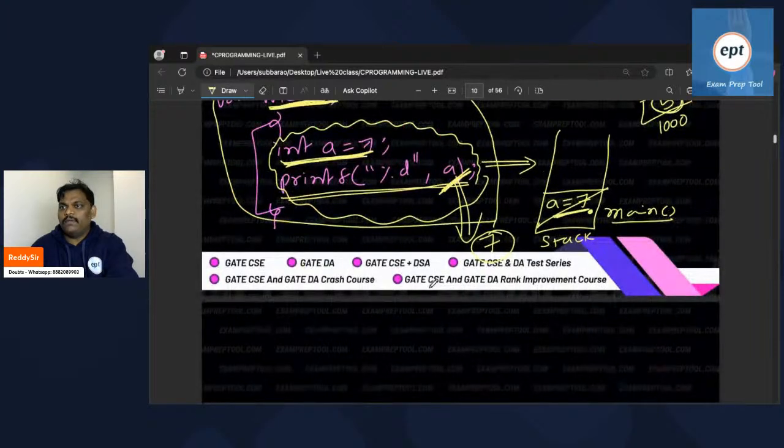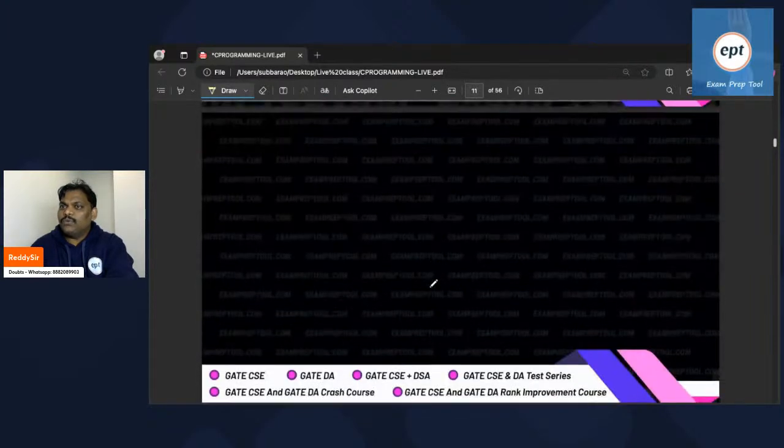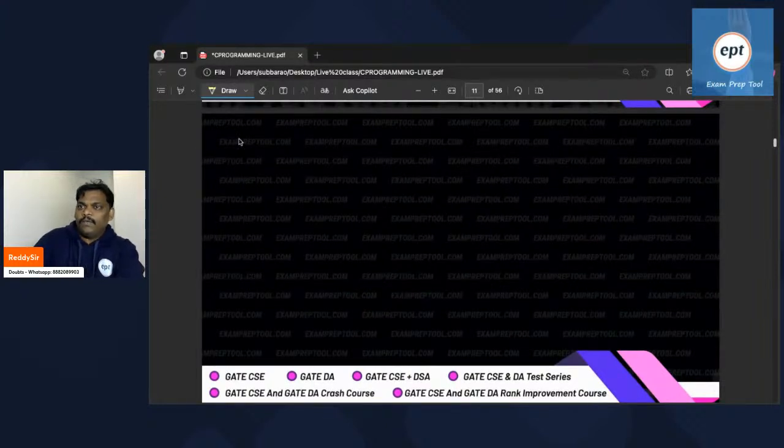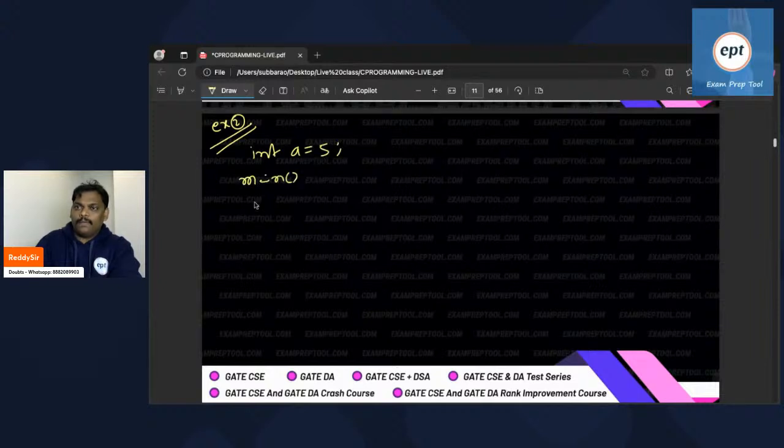That is perfect. Now let's go to example 2. Everyone take care. I'm expecting the correct answer from everyone. So please start this. Int A is equal to 5. Main. Careful everyone. Int A is equal to 10.